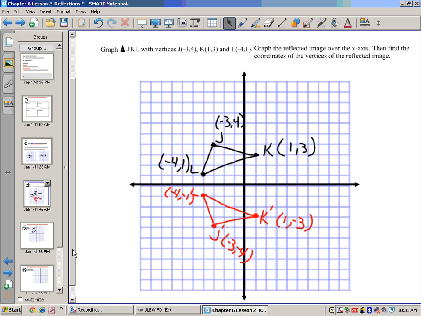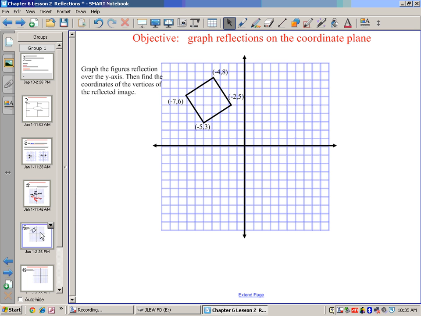Okay, let's take a peek at our next one. We're going to go along the y-axis this time. We're going to reflect it over the y. This time we have our vertices already given and drawn out for us. So now we just have to reflect it on the other side. Remember, if we're going against the y-axis, from our x, y, it becomes negative x, y, and we're going to multiply x by negative 1.